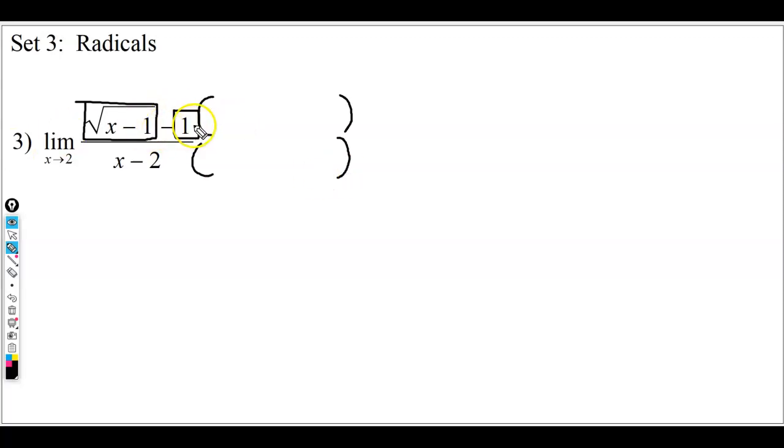Now, it's not always a conjugate of the top. It's a conjugate of wherever the square root is, just so you know. So here's my first term. Here's my last term. And instead of having a minus in the middle, we're going to have a plus. Okay? And that's the conjugate of the numerator.